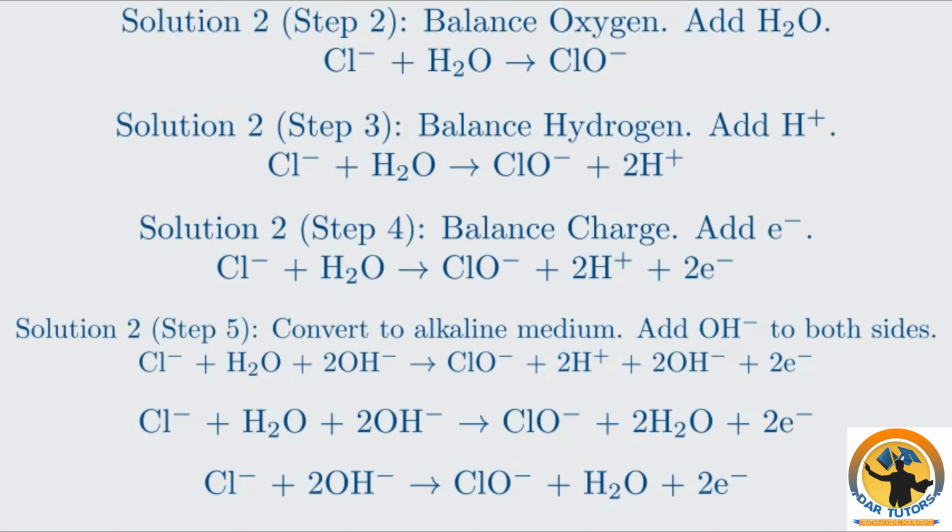On the right, 2H+ plus 2OH- becomes 2H2O. On the left, we add 2OH-. We can cancel 1 water molecule from each side. The final balanced half equation for alkaline conditions is Cl- plus 2OH- gives ClO- plus H2O plus 2 electrons. Let's continue with the practice questions. Question 3 is a multi-part question focusing on identifying redox species and their roles.